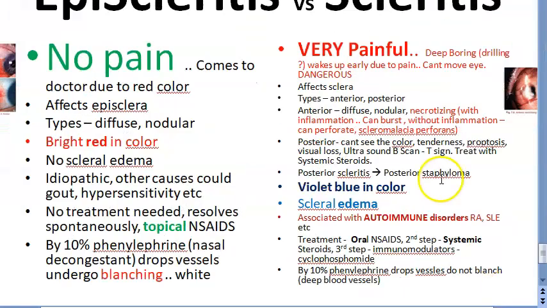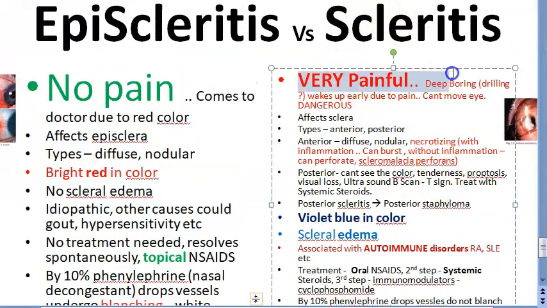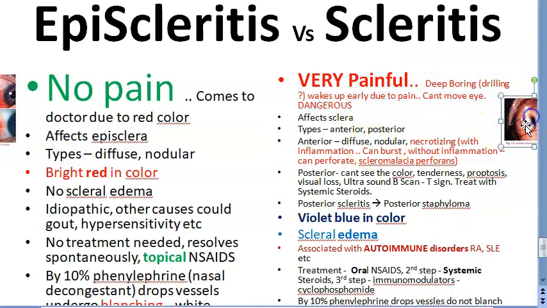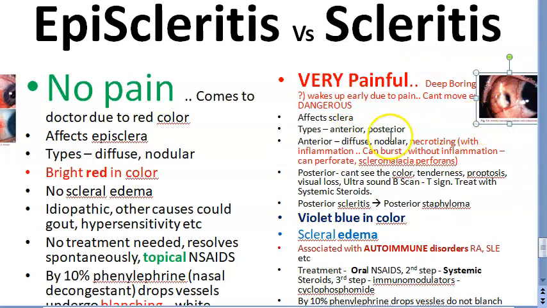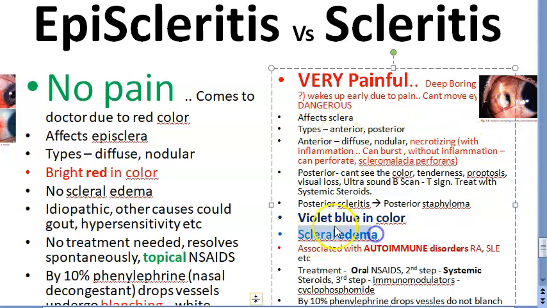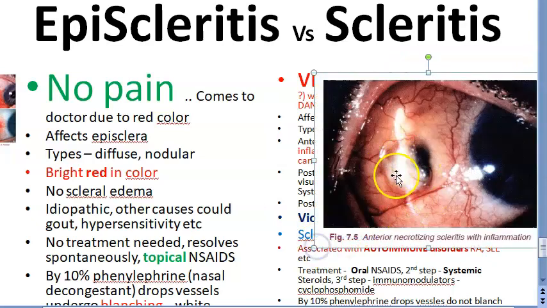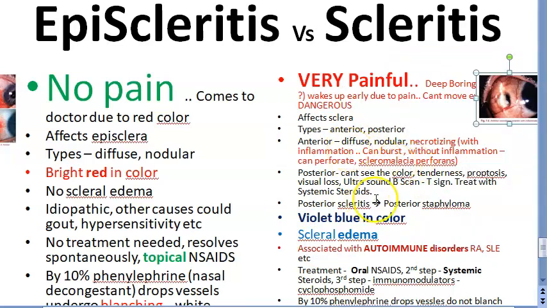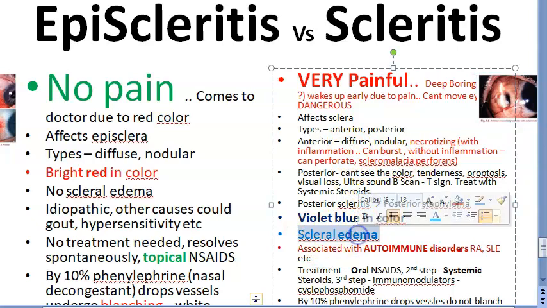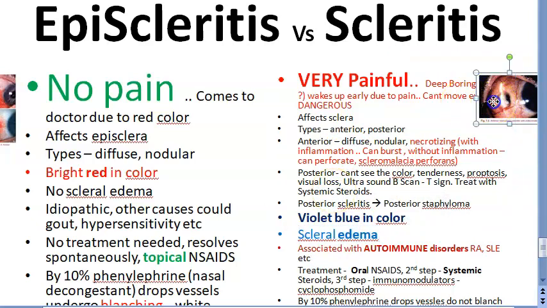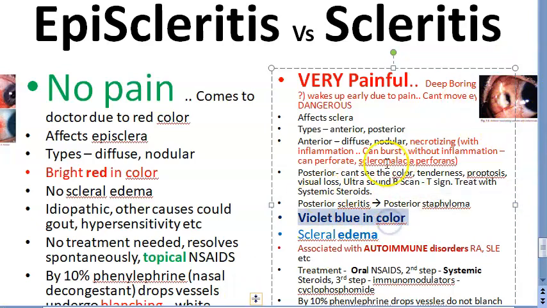Scleritis is a very painful condition. There will be deep boring, drilling type of pain, and this person cannot move his eyes also. The sclera is affected, so there can be scleral edema. It is violet blue in color. You have seen this color, right? Violet blue in color, because what is there below the sclera? You have your choroid. Inside your sclera, you have the choroid, so you can see this violet blue color.